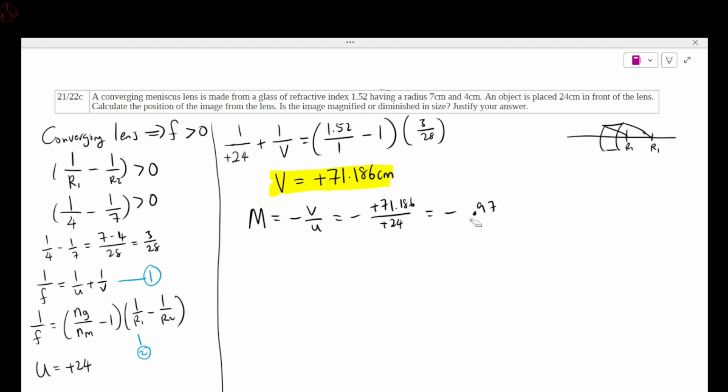Okay, 2.97. Since the absolute value, or the modulus, of m is bigger than 1, I can say that my image is magnified. Okay, it's going to be magnified. That is my answer, and the calculation is my explanation, my justification. Okay, so let's move on to the next question.